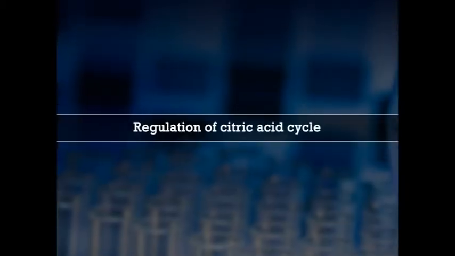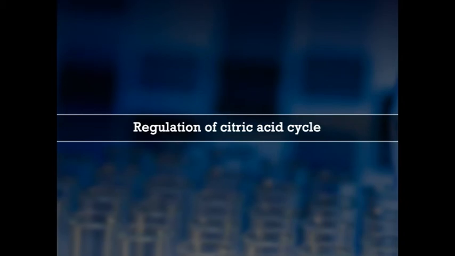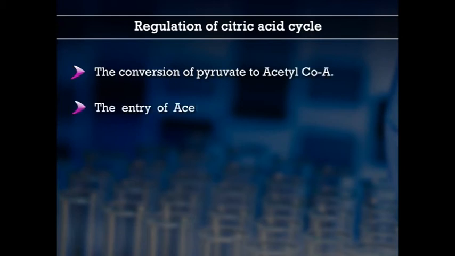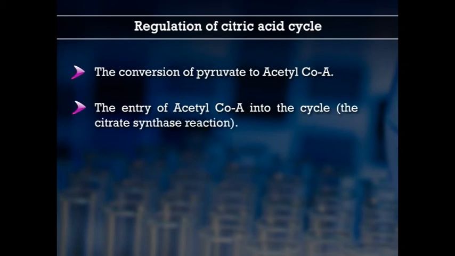Now let us come to regulation of citric acid cycle. The flow of carbon atoms from pyruvate into and through the citric acid cycle is under tight regulation at two levels. First, the conversion of pyruvate to acetyl-CoA, and second, the entry of acetyl-CoA into the cycle, that is the citrate synthase reaction. The cycle is also regulated at the isocitrate dehydrogenase and alpha-ketoglutarate dehydrogenase reactions.